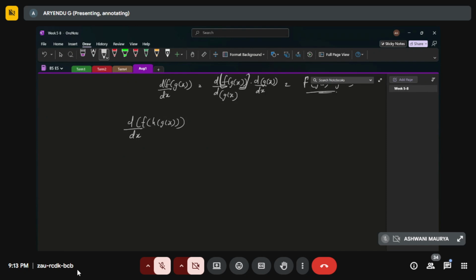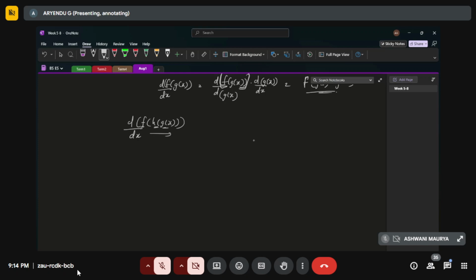We'll have to differentiate with respect to f, and then you have to differentiate with respect to g, and then with respect to h. Sorry, in this order itself: first you'll do f, and then h, and then g. And if you do that order itself, you will get the solution for the composite functions.